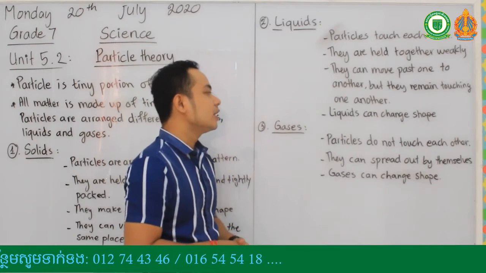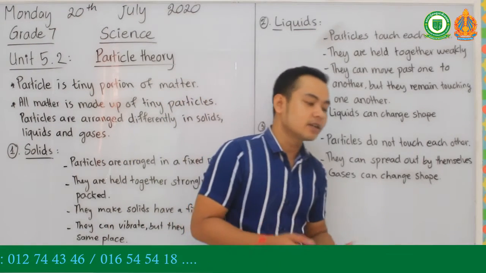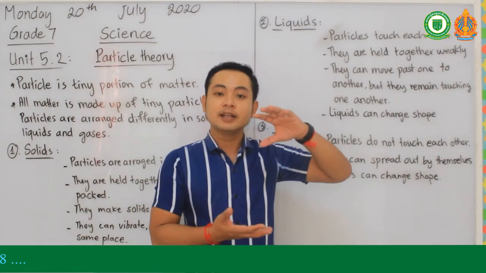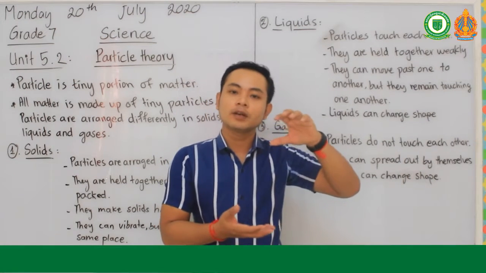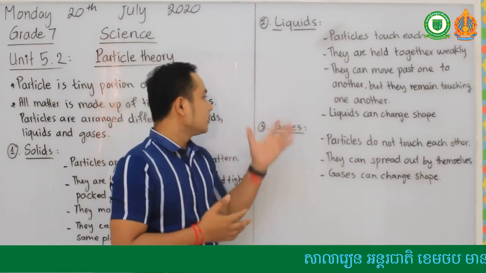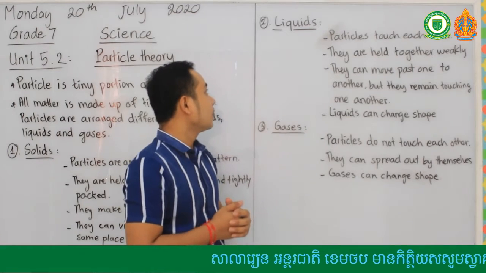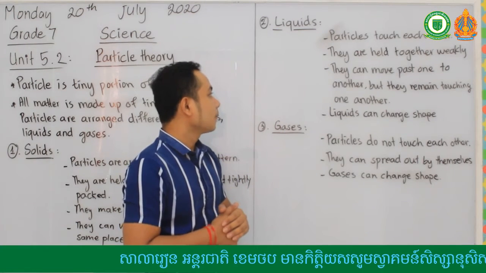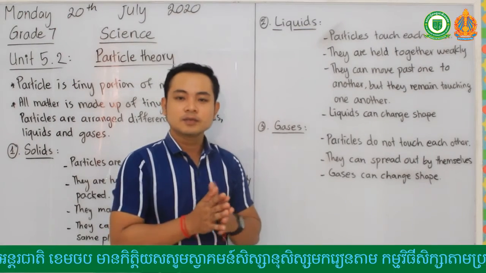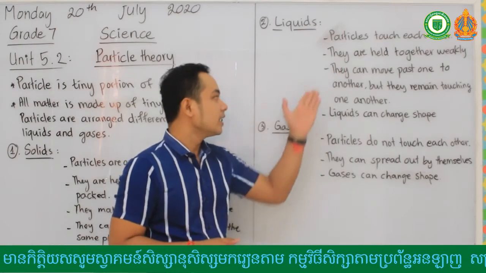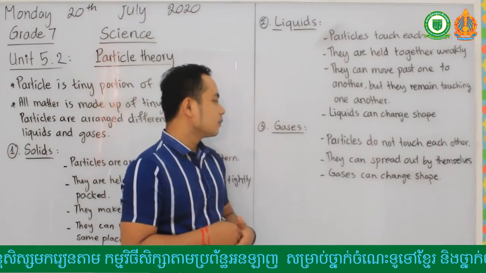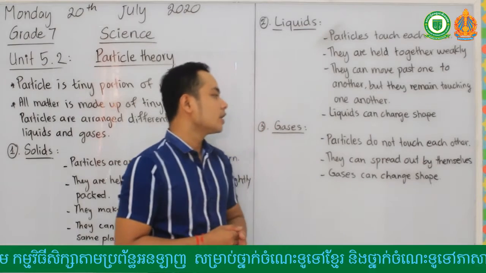And liquids change shape. A liquid can change shape depending on the container that contains it. When the container looks like this, for sure the liquid will also look like the shape of the container. So these are the points you need to remember about the particles in liquid. Particles in liquid touch each other, but they are easily separated because they are held together weakly. And in gases, particles do not touch each other.